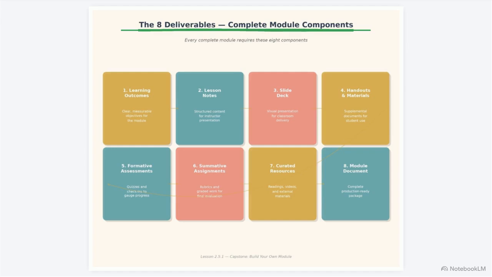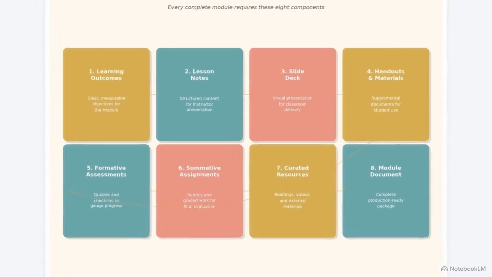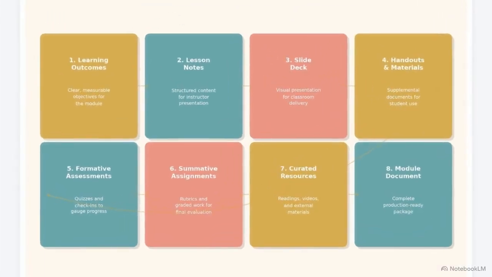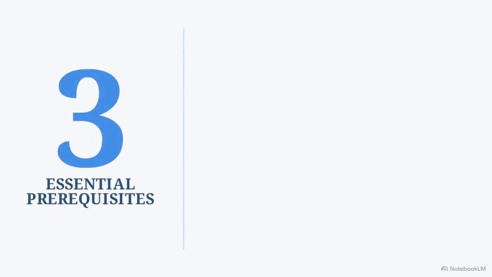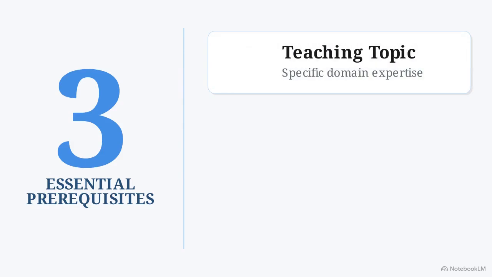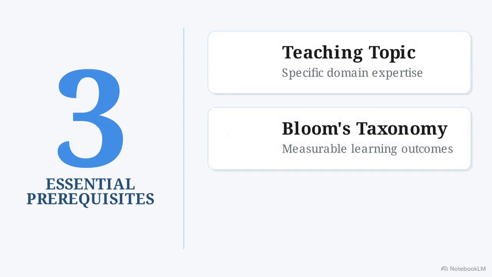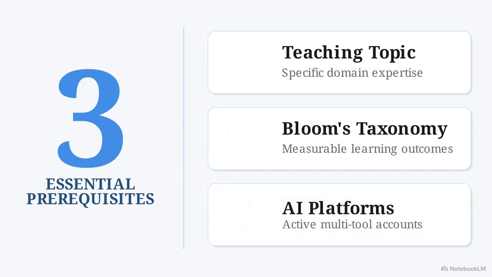You will produce 8 distinct deliverables: a module overview, lesson plans, a slide outline, a quiz, an analytic rubric, a resource list, an AI usage log, and a final self-assessment. Before we start, you need 3 things ready. First, pick a specific teaching topic you know well. Second, review Bloom's revised taxonomy. Third, make sure you have active accounts on multiple AI platforms.